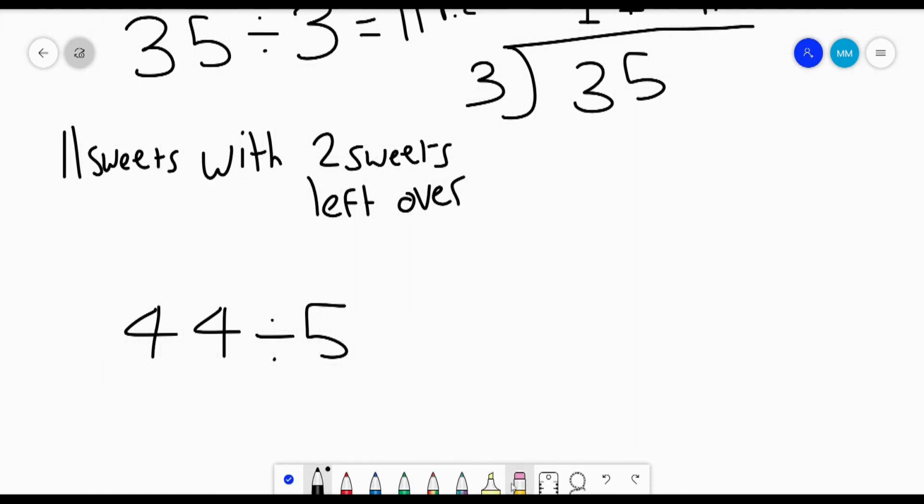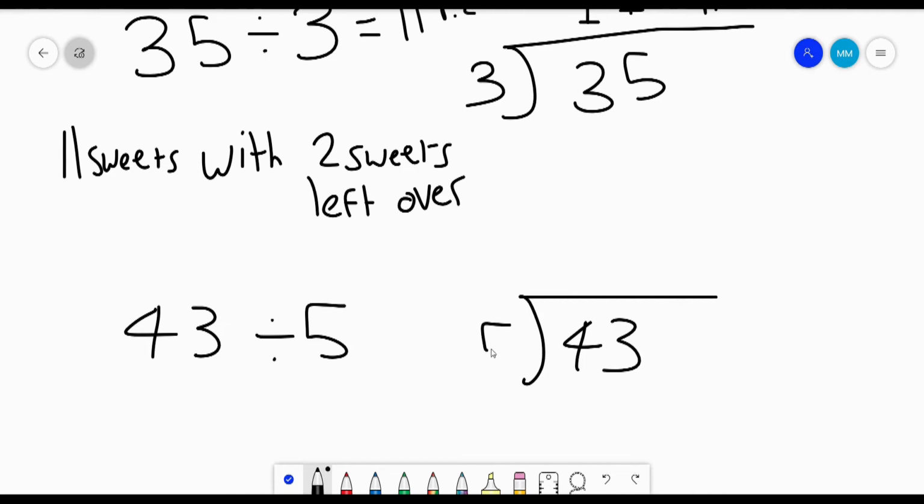Let's do 43 divided by 5. Yeah, that'll do. So we construct it again. Put the 5 there. How many 5s are in 4? None. So we put 0.